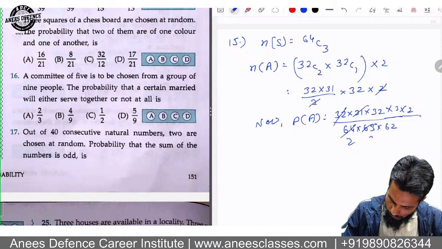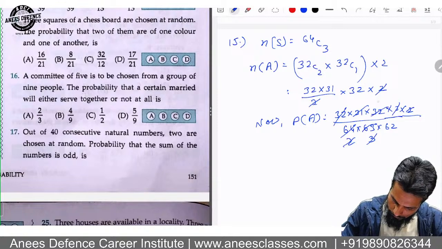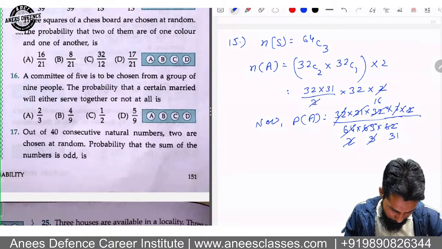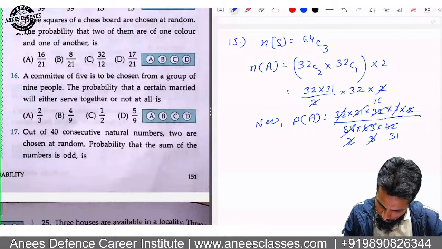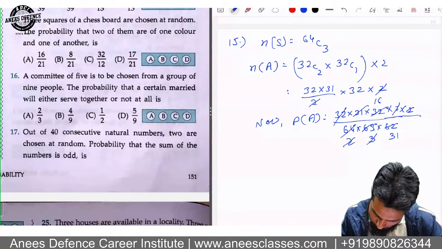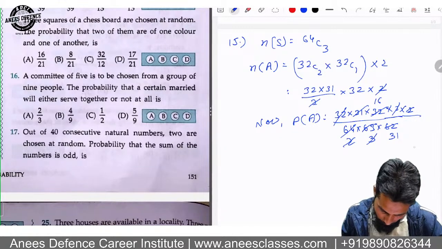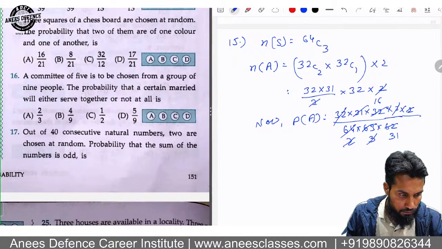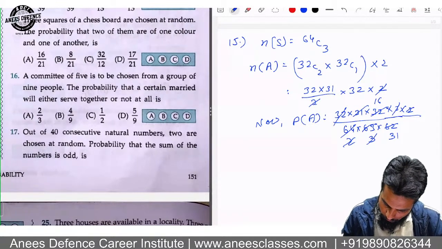31 into 63 three times. 32 and 62 is there. This two will cancel. This three will cancel. 32 and 62, with 2, when you cancel it, you will get 16. And here you will get 16 upon 31. 31? You are getting 21. Okay, wait. Where is a 2 missing? I'm getting 16 by 31. Some 2 I'm missing somewhere.